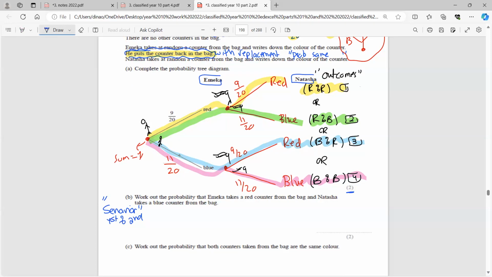Here in the first question, it says work out the probability that Emeka takes red and Natasha takes blue. This is what is required: that Emeka takes red and Natasha takes blue.